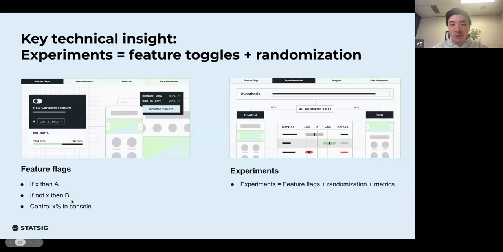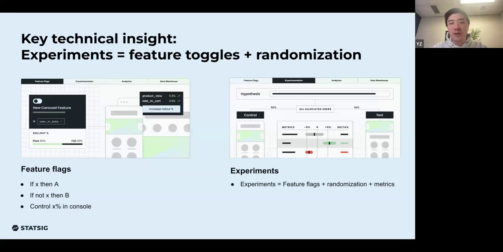I can use the console to easily control who sees the new experience and who sees the old experience, and I can control the percentage of allocation in the console as well. Then an experiment is really feature flags plus randomization. From the feature flags, you have already created the treatment, and then you add randomization and monitor the metrics, and you get experiments right away.